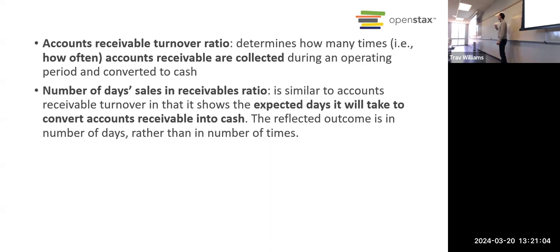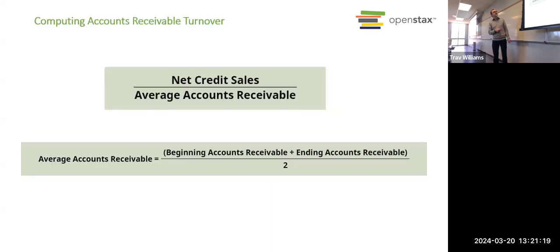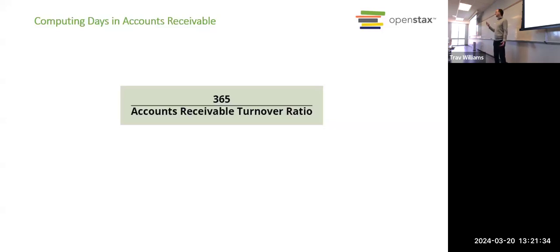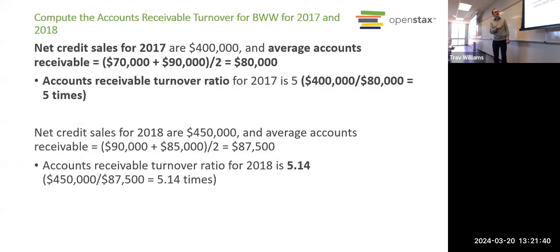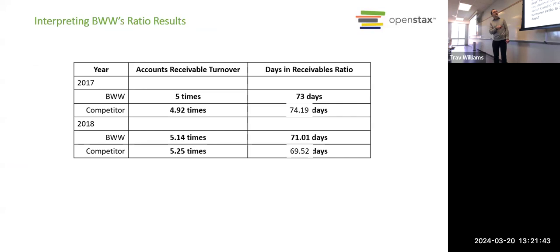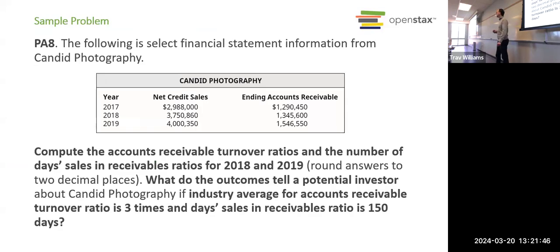And then we had number of days sales in receivables. That was an easy one. What was the formula for that? 365 divided by your accounts receivable turnover ratio. Yep. All right. So again, there is the AR turnover formula. And here's the formula to calculate average accounts receivable. So you want to do this one first before you can do that one. And that was the formula for number of days sales in receivables. Very good. We practiced that. That's pretty much, yep, that's it. That's as far as we got.